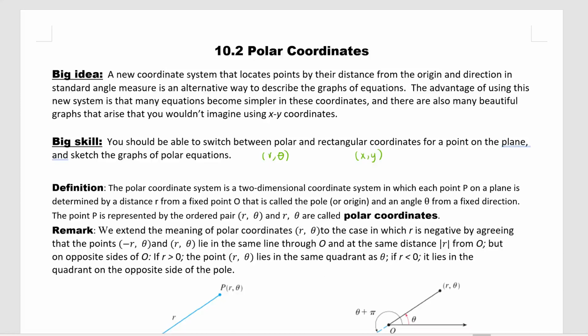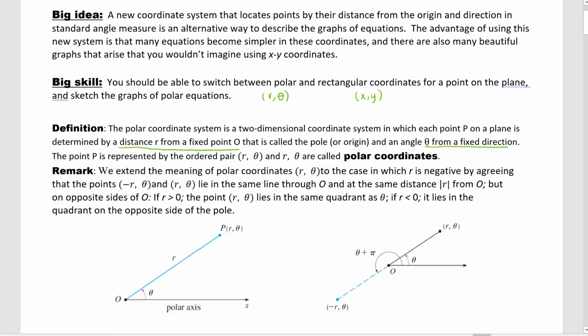Definition. The polar coordinate system is a two-dimensional coordinate system in which each point on the plane is determined by a distance r from a fixed point O that is called the pole or the origin, and the angle theta from a fixed direction. The point P is represented by the ordered pair r and theta, and r and theta are called the polar coordinates.